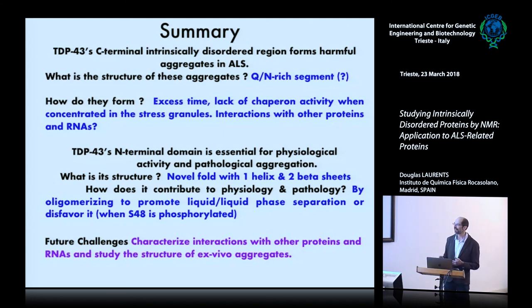What would be the future challenges? Characterize interactions with other proteins and RNAs and study the structure of aggregates from real patient brains.